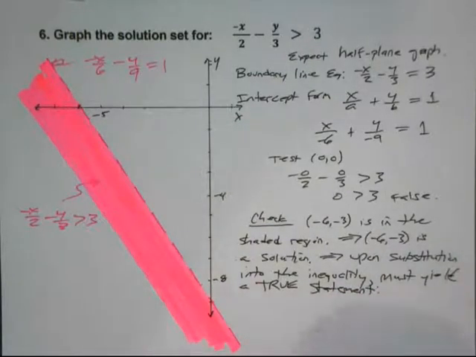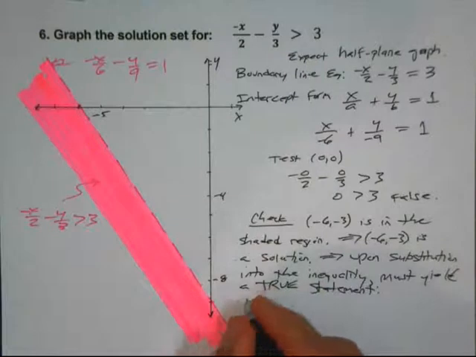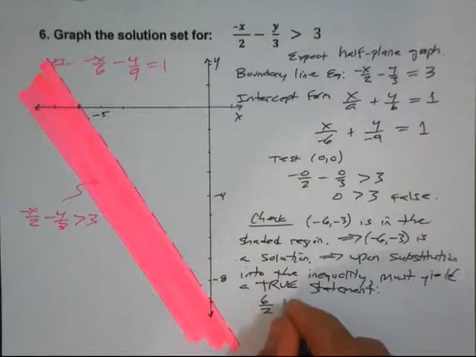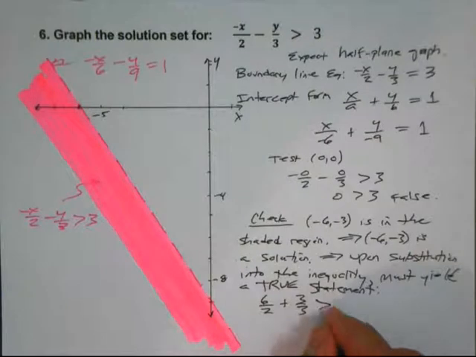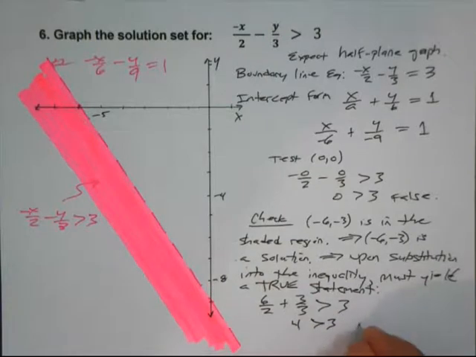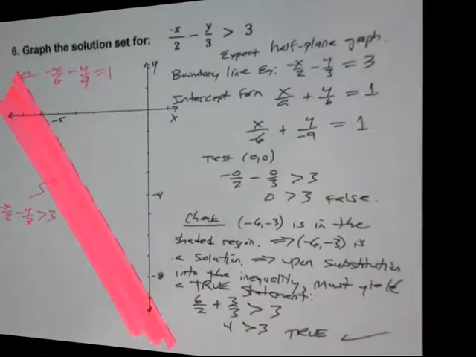Okay, let's see what happens. So negative of negative 6, that'd be 6 over 2. Minusing a negative, that's plus 3 over 3. This simplifies to 3 and 1 is 4, greater than 3, true, as we wanted to see. Okay, looks pretty good.